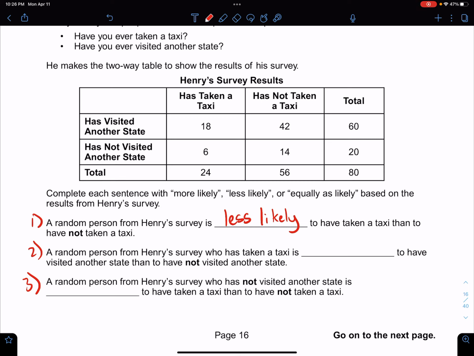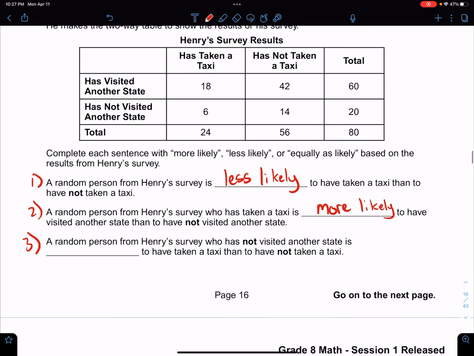The second one says a random person from Henry's survey who has taken a taxi is blank to have visited another state than to have not visited another state. So now we're looking for the people that have taken a taxi. And we say, are there more people that have visited another state or have not visited another state? In this case, we're going to say more likely to visit another state than to have not visited a state.